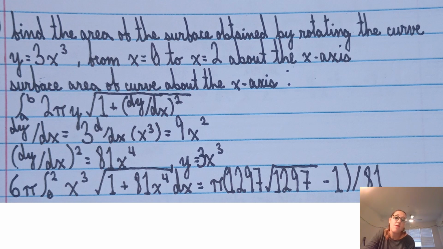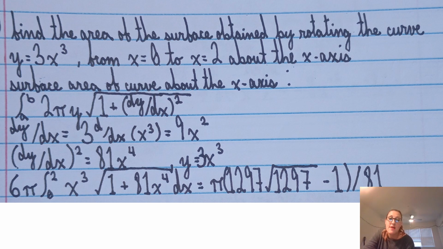Find the area of the surface obtained by rotating the curve y equals 3x cubed from x equals 0 to x equals 2 about the x-axis. Surface area of a curve about the x-axis is the integral a to b of 2 pi y times the square root of 1 plus (dy/dx) squared.